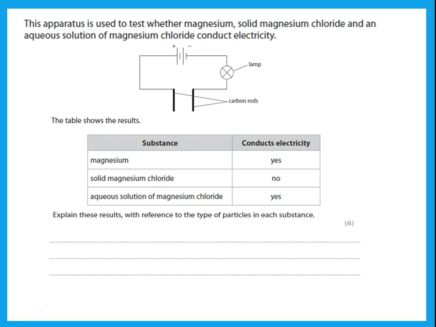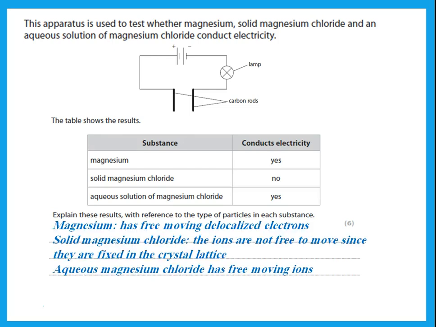But when it is dissolved in water, it becomes an aqueous solution. Remember, aqueous solution means dissolved in water. Now, when we dissolve the magnesium chloride in water, we said the positive and negative ions will be able to move, so it will conduct electricity. So what you're supposed to explain, and remember, this has 6 marks.